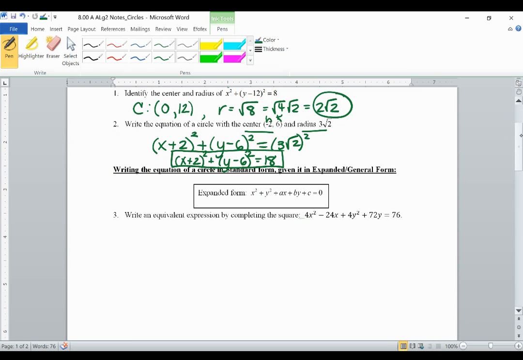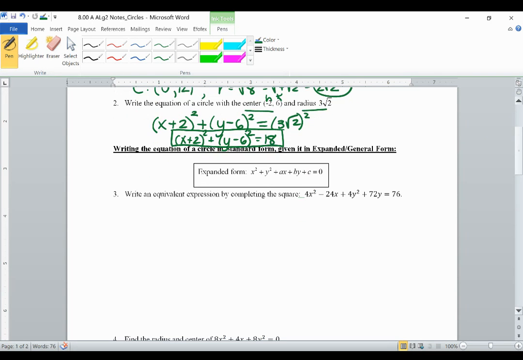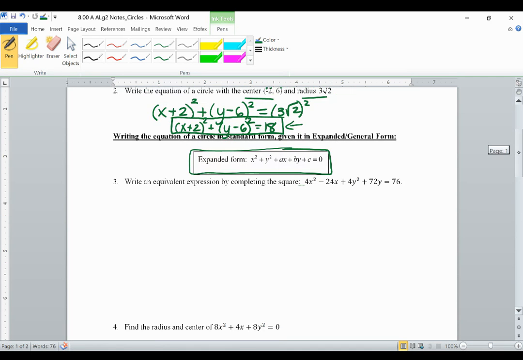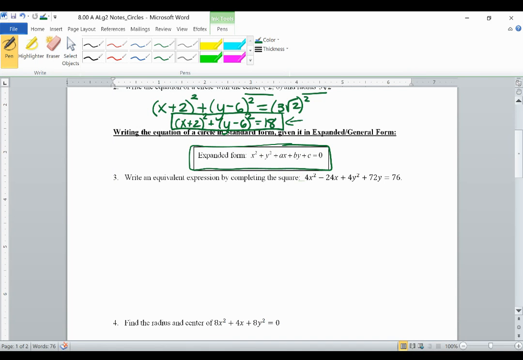Writing the equation of a circle in standard form, given it in expanded or general form. So this is what we're calling expanded form. What it is if I took this one in number 2 and I FOILed out the x plus 2 squared, so x plus 2 times x plus 2, then I took y minus 6, wrote that twice, FOILed that out, combined some like terms, this is what I would get right here. So it's longer, there's no parentheses, nothing that needs to be FOILed out there. Write an equivalent expression by completing the square here.